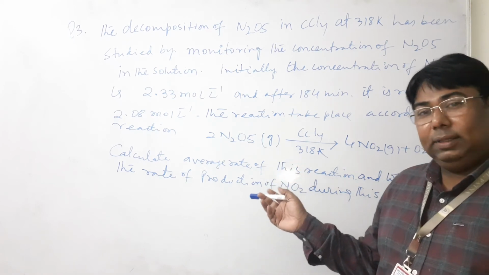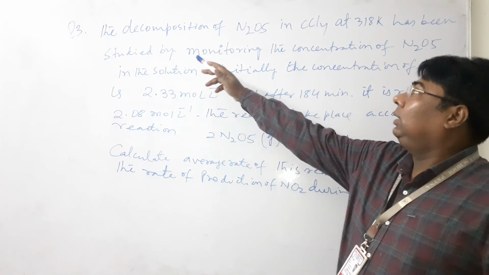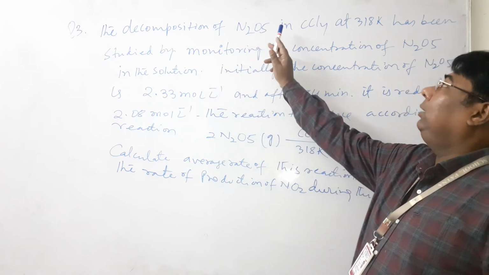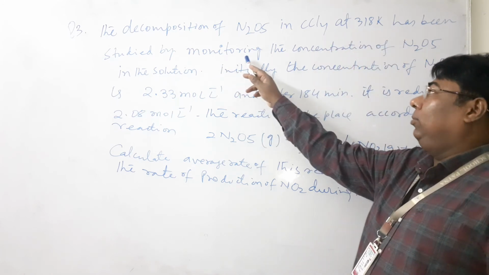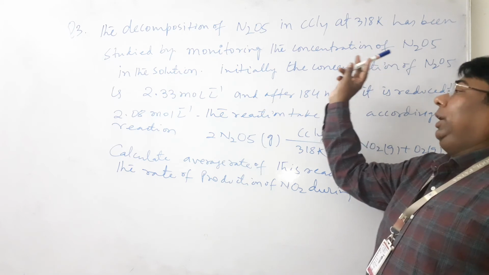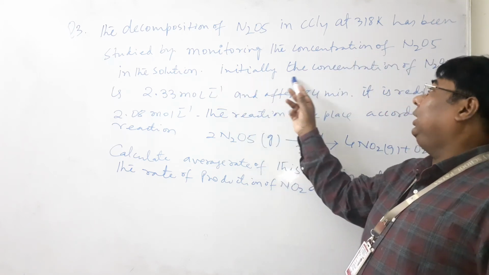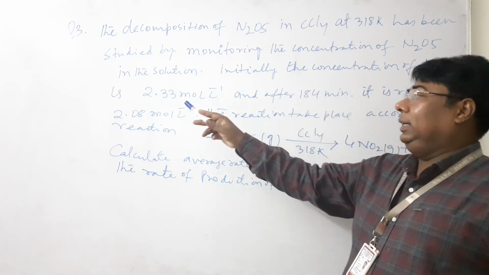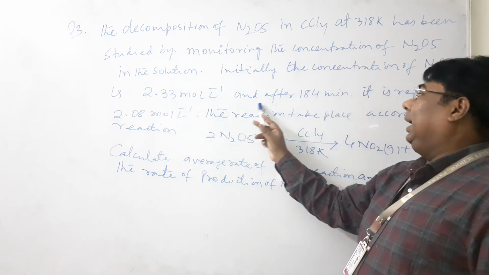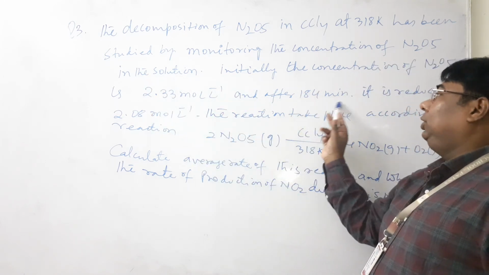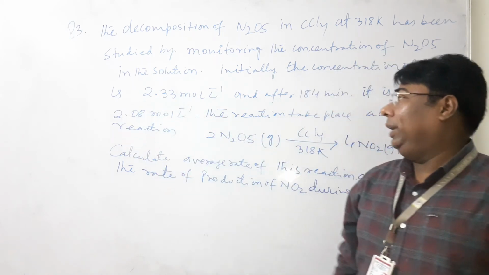This is another important question based on this topic. First of all, the question is: the decomposition of N2O5 in CCl4 at 318 Kelvin has been studied by monitoring the concentration of NO2 in the solution. Initially, the concentration of N2O5 is 2.33, this is C1. And after 184 minutes, this is T2, it is reduced to a concentration of 2.08.